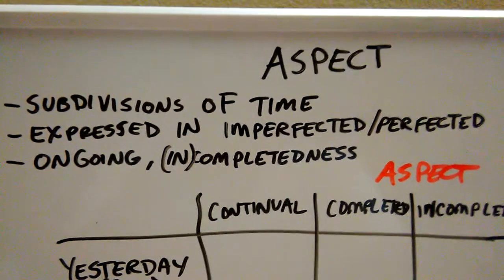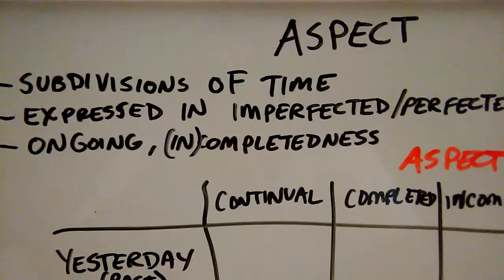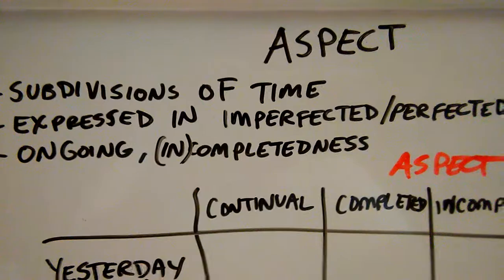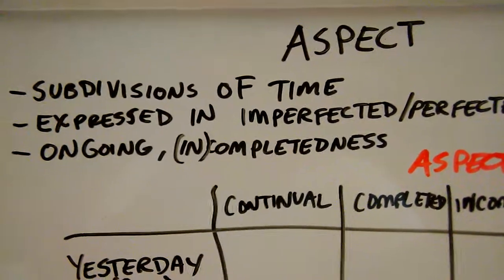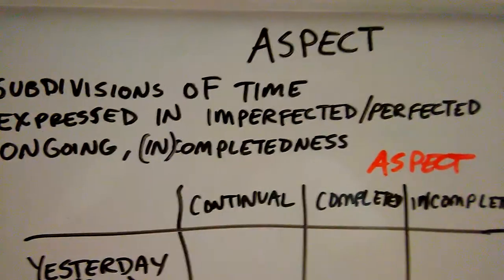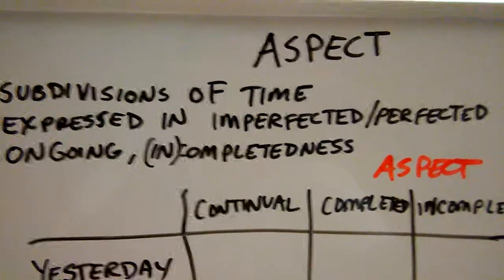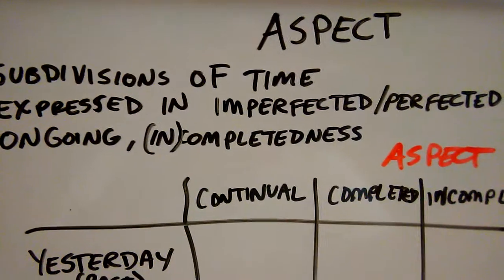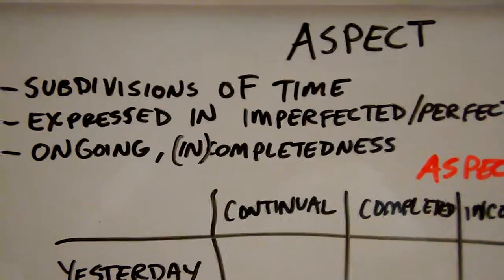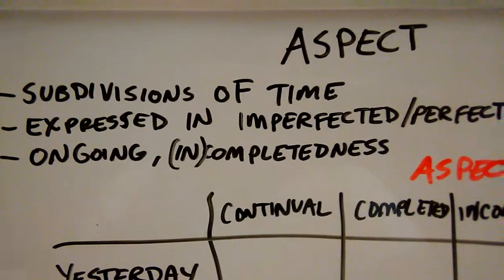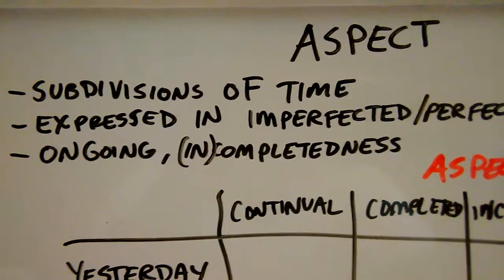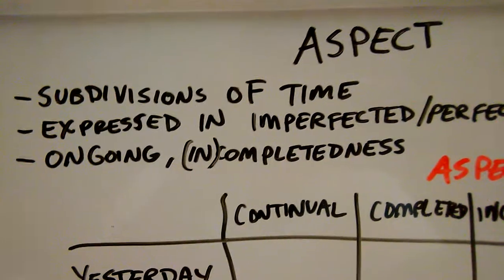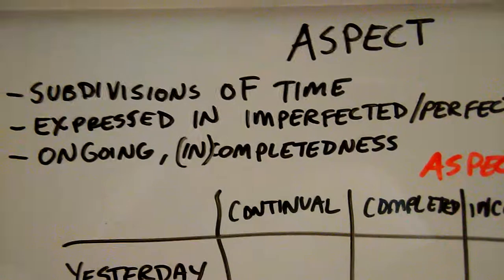Aspect is pretty much the subdivision of time, right? Subdivisions of time. So think about that first before I explain it. It's expressed in imperfectedness or perfectedness, right? So you can think of it as an imperfect or perfect aspect. This should be giving you ideas of imperfectness. If an action happened and it wasn't perfected, it's imperfected, right?